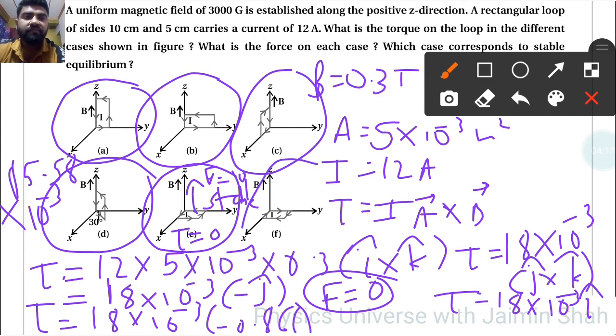And for the last one, the angle is 180 because now our area vector is in the downward direction and B is in the upward direction. So tau we get as sin 180, which is 0, and the force is equal to 0. So it is called an unstable condition. So the last figure is for the unstable condition.